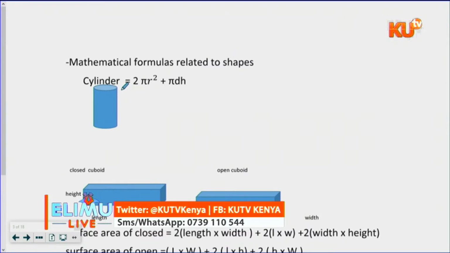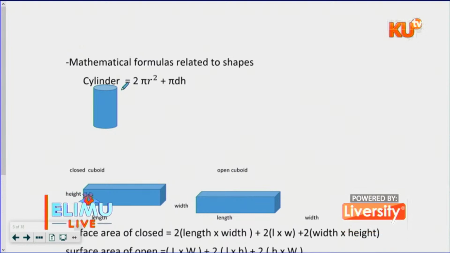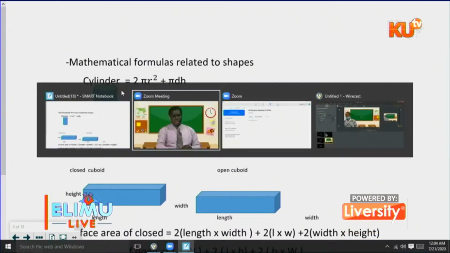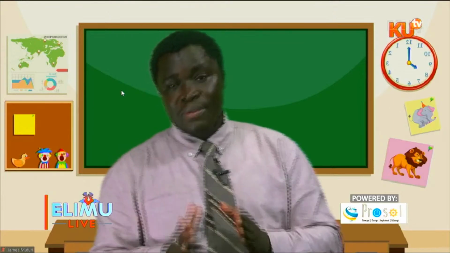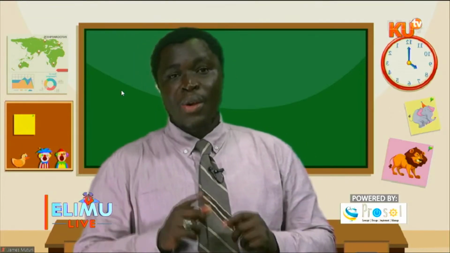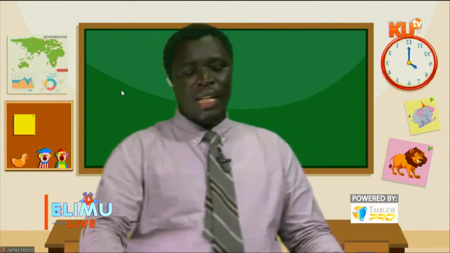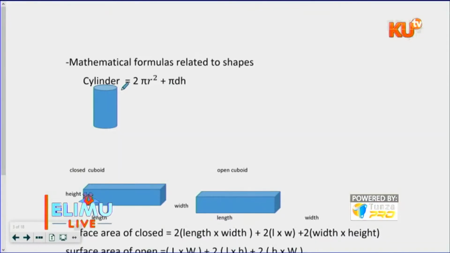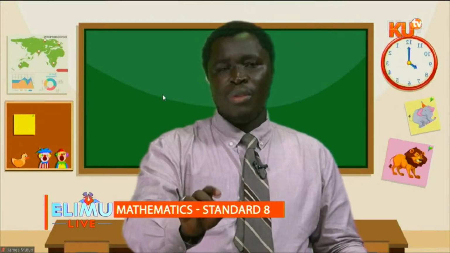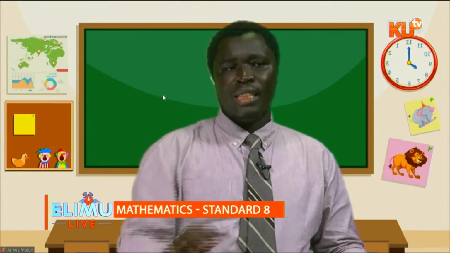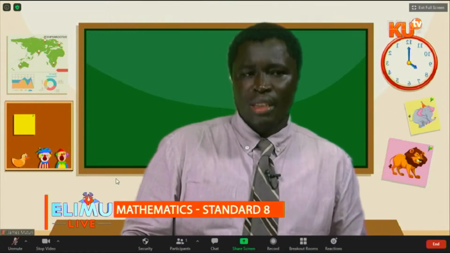Let us remind ourselves, what is circumference? Circumference is the distance all round a closed figure. So that part is called circumference. And what is the formula for getting the circumference? It is pi d.